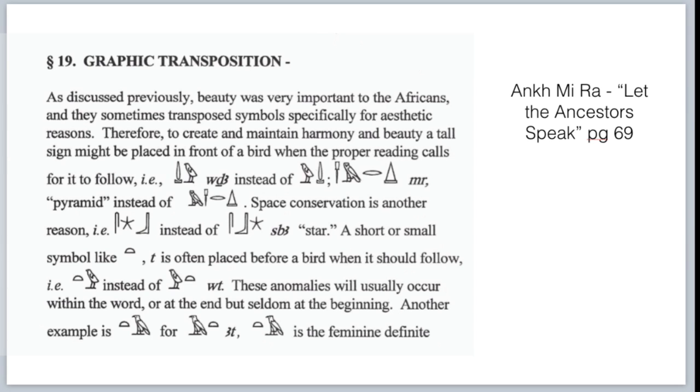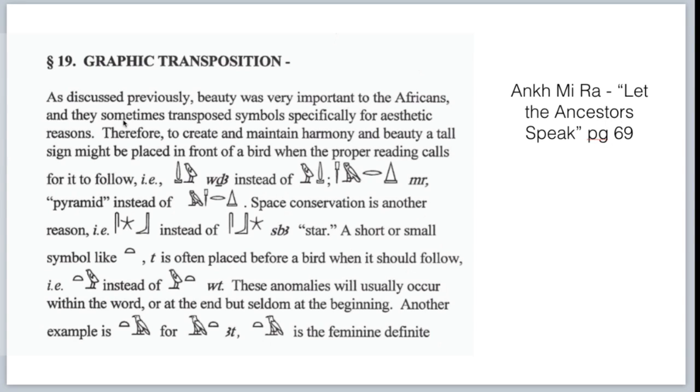Now, what we have in the language is something called graphic transposition. And this is something that was brought up in the discussion about the feminine plural. That it's not really TW if you see it. That's an instance of graphic transposition. So what is graphic transposition? So here is a quote from Ankh-Mi Ra. Again, Ankh-Mi Ra, this is page 69.